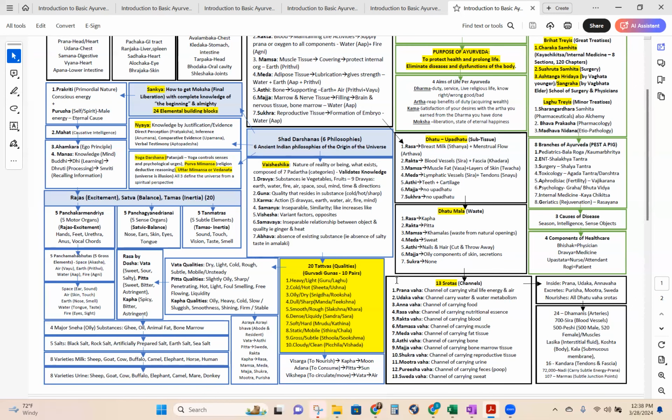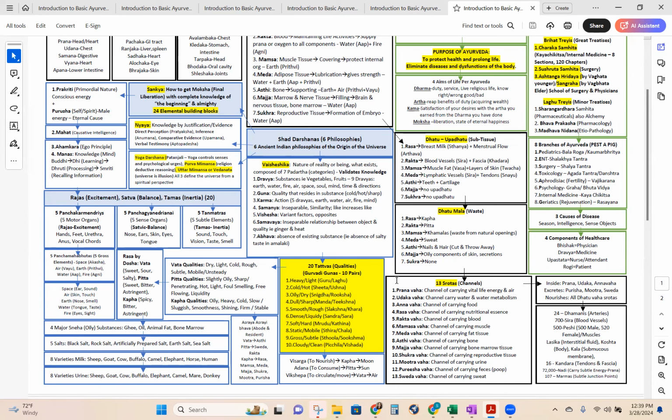So these 6 ancient philosophies all discuss the origins of the universe. What's interesting about Sankhya is that it does not have the belief in God in there. It just uses the 24 elemental building blocks that we went through.